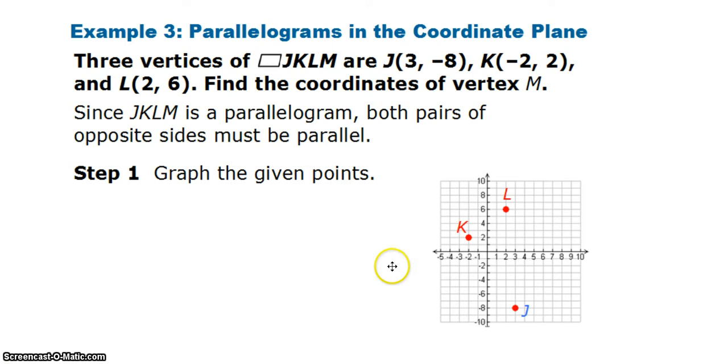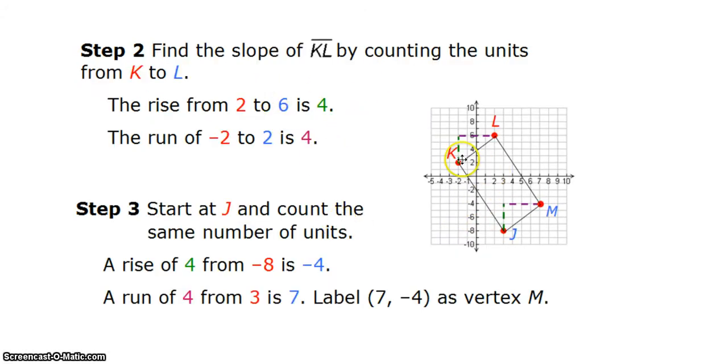So we graph these points, and the cool thing is, remember, opposite sides of a parallelogram are parallel, so they will have the same slope, right? So let's just find the slope of KL, and then see if we can create that same slope from J to the unknown M. So slope is rise over run. It's exactly what they do here. The rise is 4, the run is 4. We could have found that algebraically, but since it's graphed, it's easy to count, right?